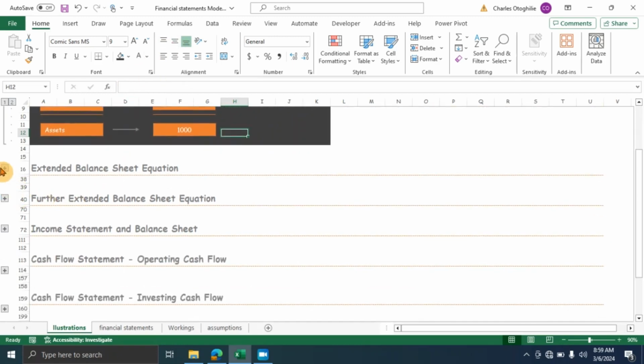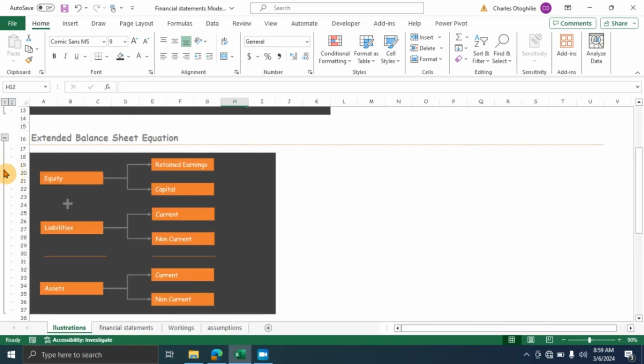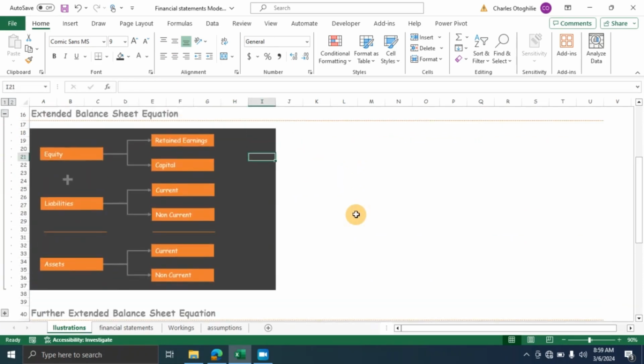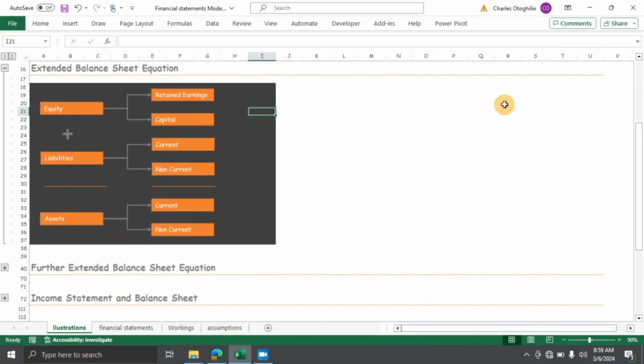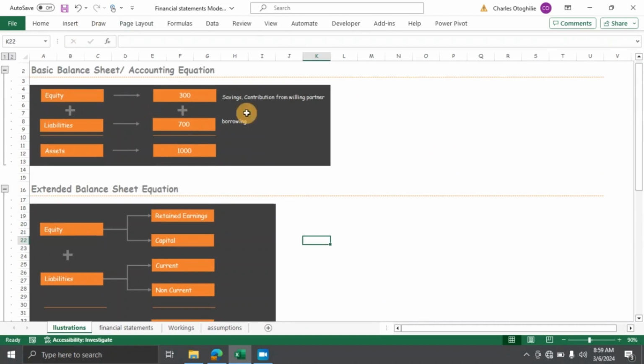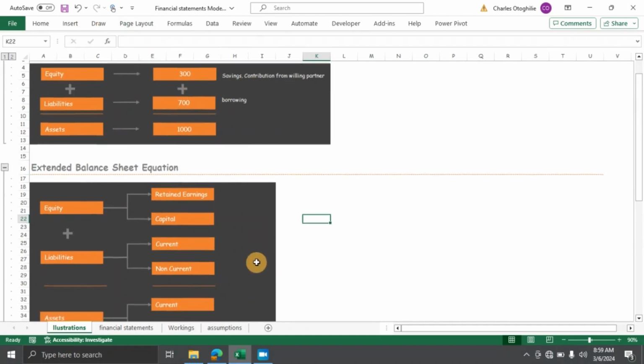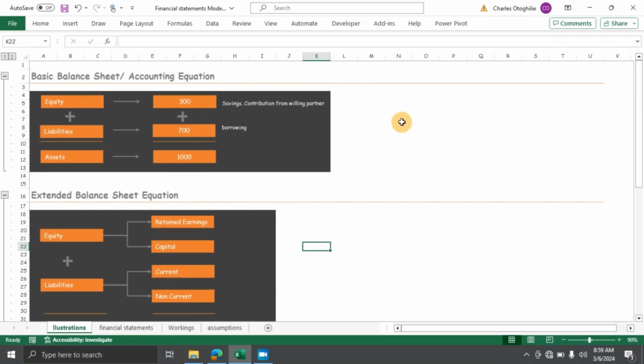So let's go to the next. Let's see what it is if we extend it beyond that. When we extend it beyond that, this is what we see. Let me just take this out so it doesn't distract that much. After this stage, we see that the business has started. So this is before the business starts, and this is after the business has started.